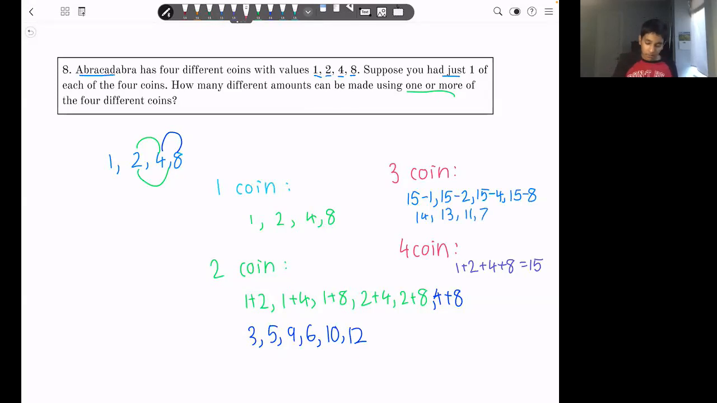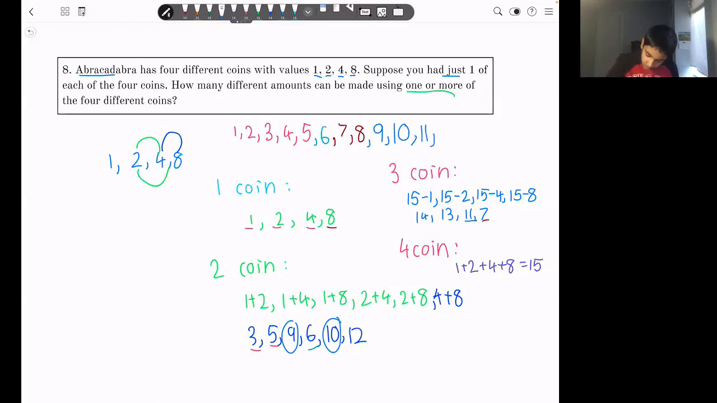And now let's see what numbers we have. We have 1, we have a 2, we have a 3, we have a 4, we have a 5, we have a 6, we have a 7, we have an 8, we have a 9, 9 is here, we have a 10, it's right here, we have an 11, which is right here, we have 12, which is right over here, we have a 13, which is here, we have a 14, which is here, and finally we have a 15. And is it a coincidence that we have all the numbers?